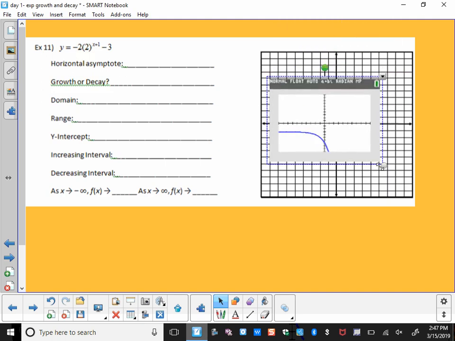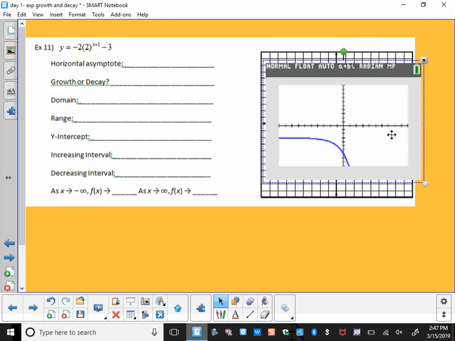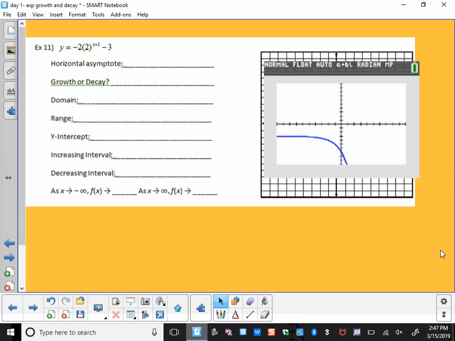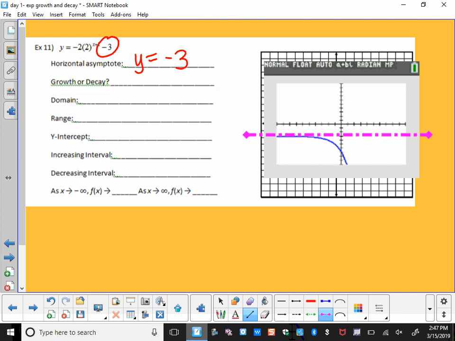All right, I'm going to try to match up. This is what our graph will look like. Okay? According to my graph here, what is my horizontal asymptote? Say it louder here. Good, -3. So I'm going to make my asymptote on my graph, you can't really see it, but at -3. Am I going away or am I going towards my asymptote? Away, so that will be growth.